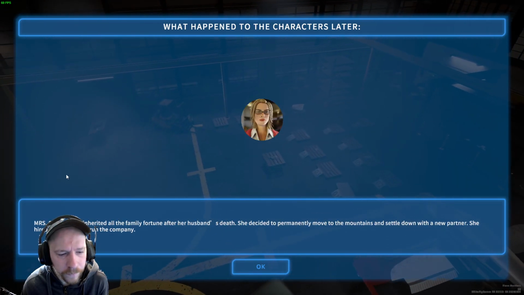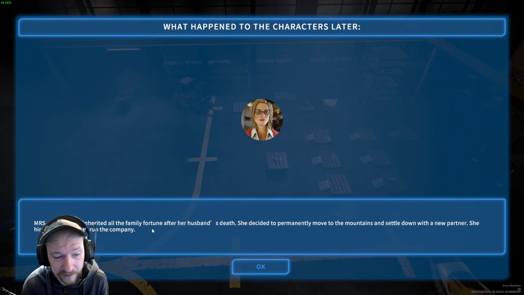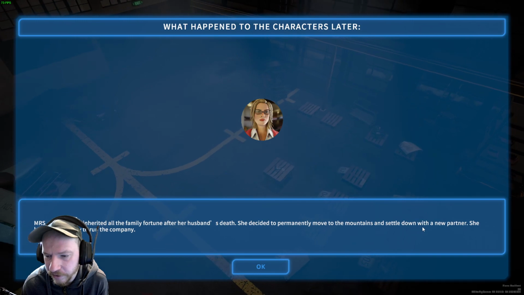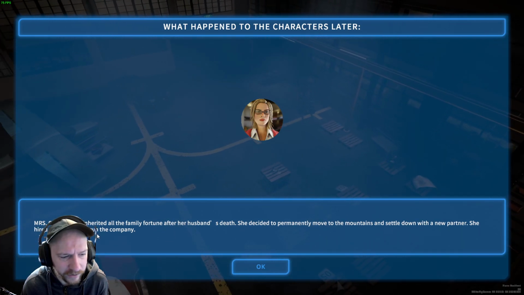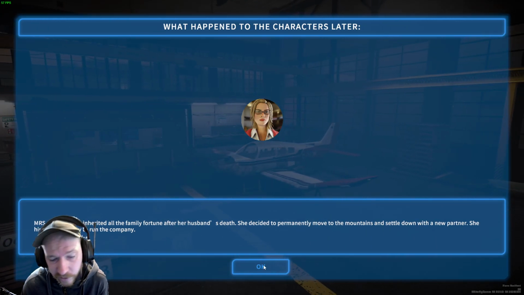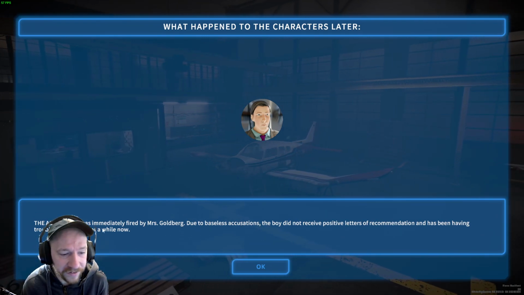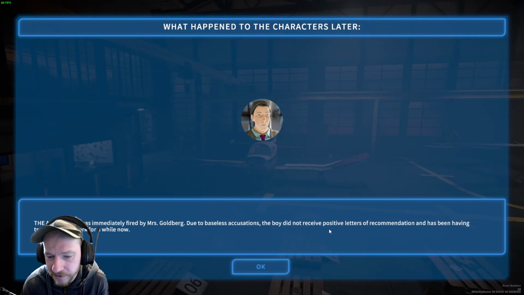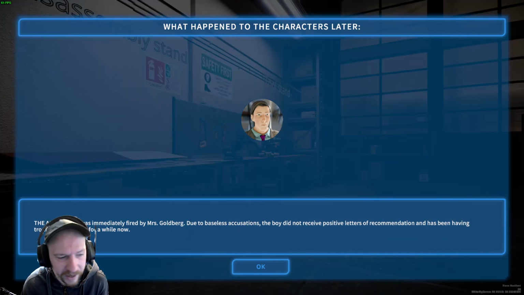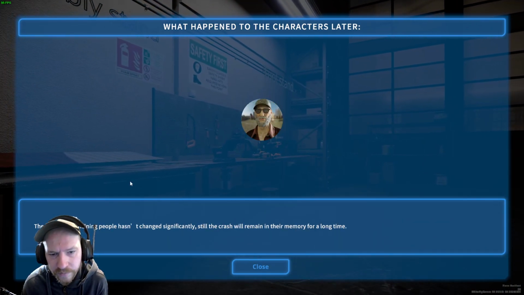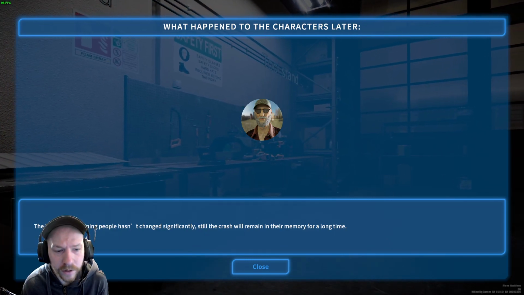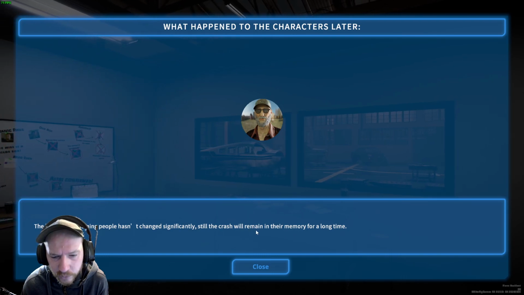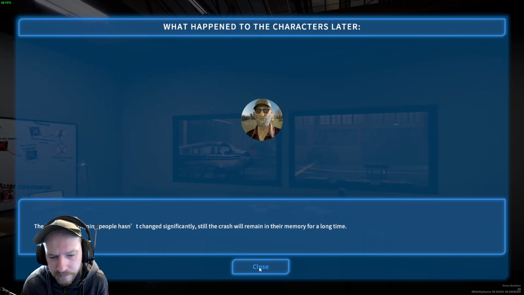Mrs. Goldberg inherited all the family fortune after her husband's death. She decided to permanently move to the mountains and settled down with a new partner. She hired her attorney to run the company. The assistant was fired by Mrs. Goldberg. Due to baseless accusations, the boy did not receive positive letters of recommendation and has been having trouble finding work for a while now. The life of the remaining people hasn't changed significantly. Still, the crash will remain in their memory for a long time.